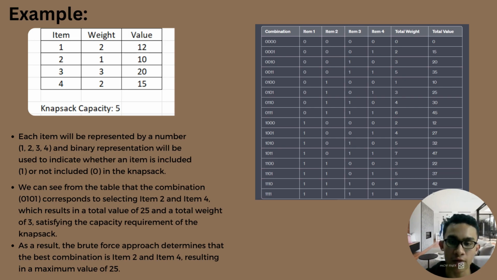which results in a total value of 25 and a total weight of 3, satisfying the capacity requirement of the knapsack. So as a result, the brute force approach determines that the best combination belongs to item number 2 and item number 4, resulting in the max value of 25.